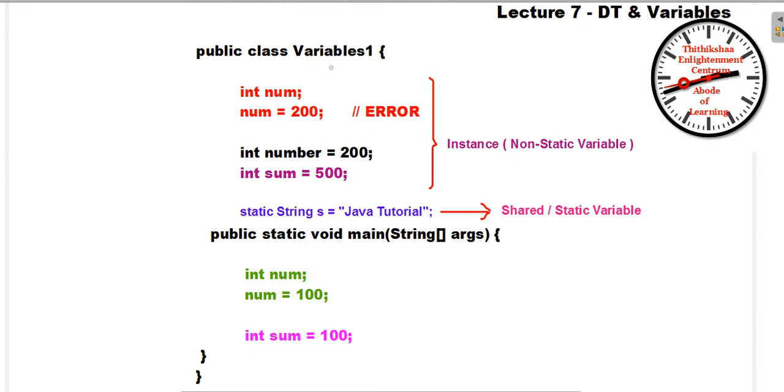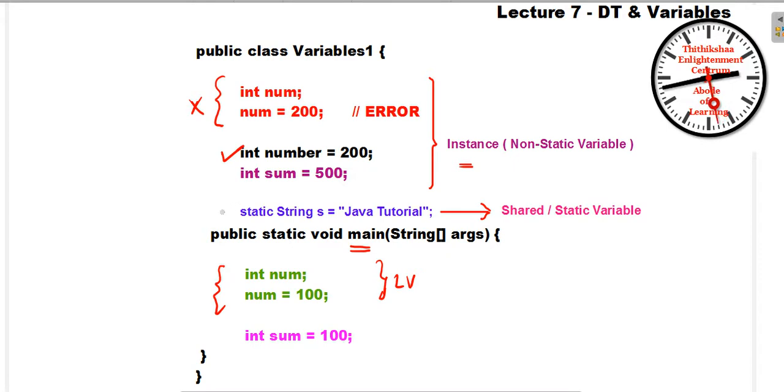Next one, public class Variables1. See here I wrote int num inside this main method. You can do it like this: int num, declare it, and then define num equal to 100. But inside the class it will not allow that, so you have to declare and define it right there. This num is a local variable, and you can use it only within this method, but this is a class level variable. It's an instance or non-static variable. This can be used within the whole class. We'll see an example for all of those.